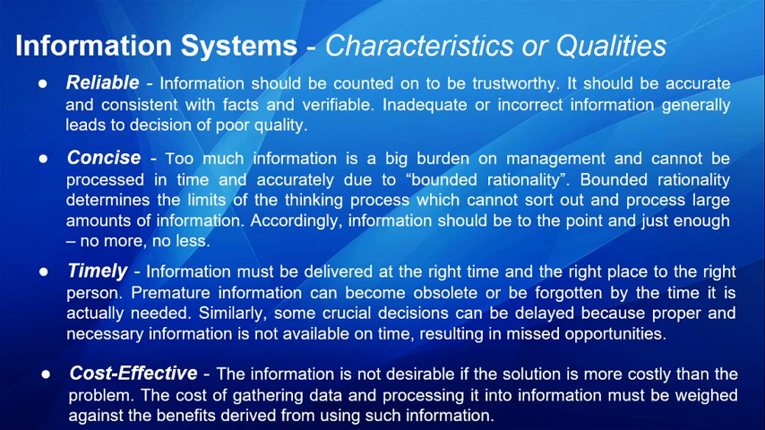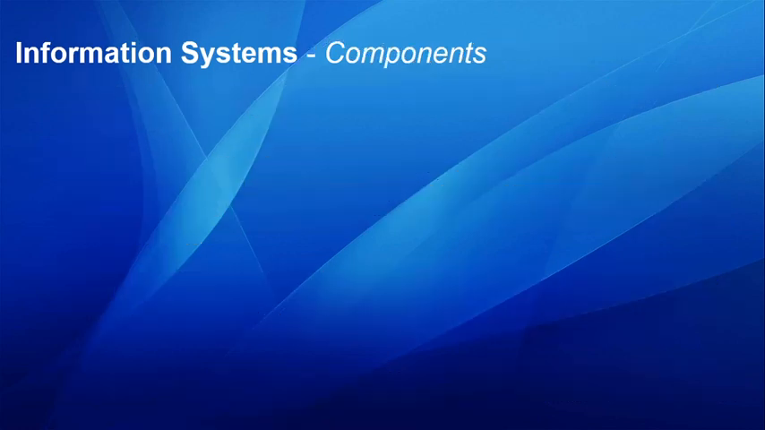Cost effective. The information is not desirable if the solution is more costly than the problem. The cost of gathering data and processing it into meaningful information must be weighed against the benefits derived from using such information. Right? So these are the main qualities or the characteristics that an information system must have.